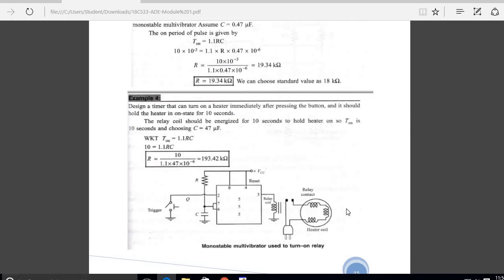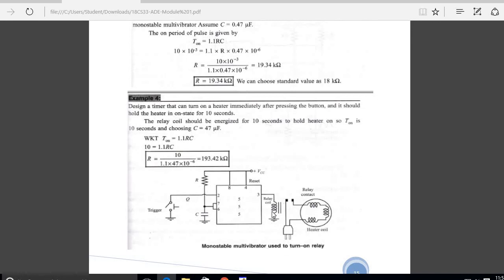So you just draw this diagram, because he is telling us to design a timer that can turn on a heater immediately. So he is asking us to design the timer. For that reason you do the normal calculation, and after that finally you draw this diagram. You should remember the pin configuration and everything of this IC 555 timer.